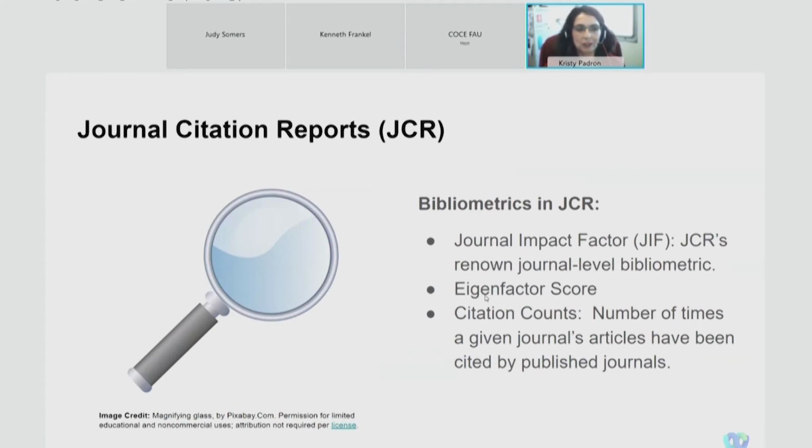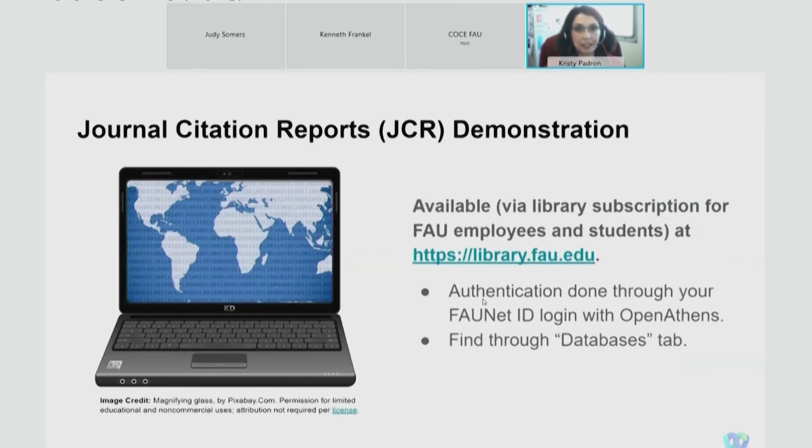So journal impact factor is the renowned journal level metric and eigenfactor score that they provide, but they also provide citation counts, meaning the number of times a given journal's articles have been cited by published works. So for instance, someone could look up the Lancet, one of the top medical journals in the world, and see how many times all the articles in Lancet have been cited by other published works. Okay, so as I'd mentioned, you can get to it through the FAU Libraries webpage by going to the Databases tab, entering Journal Citation Reports, or using the browse feature that Ken had demonstrated.